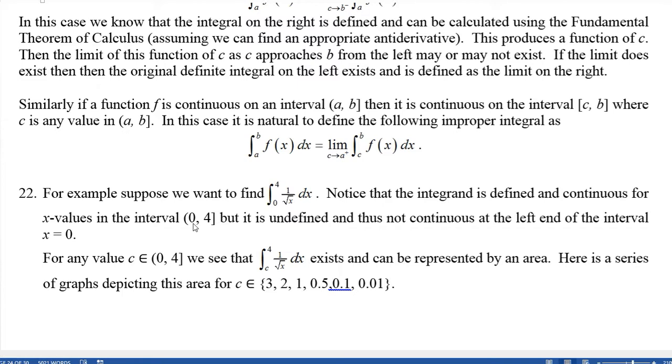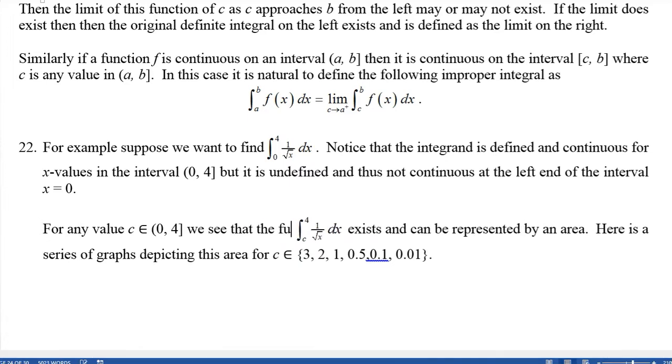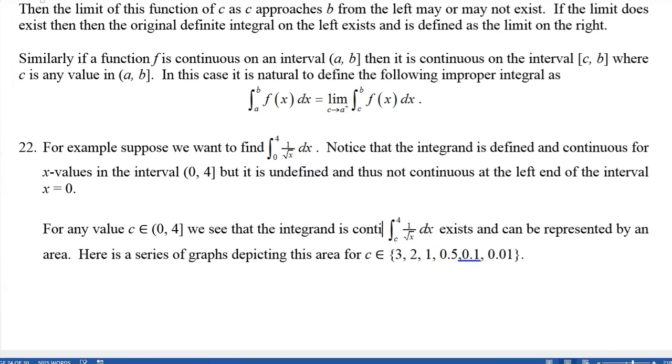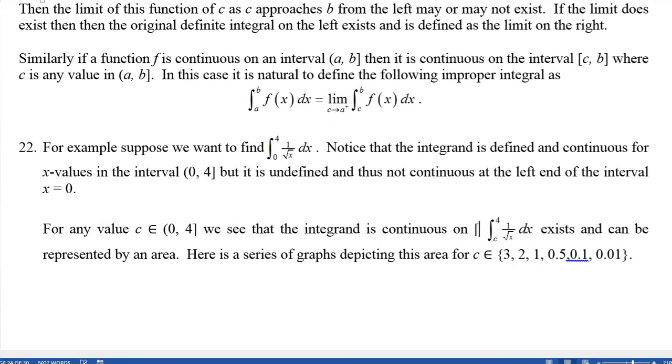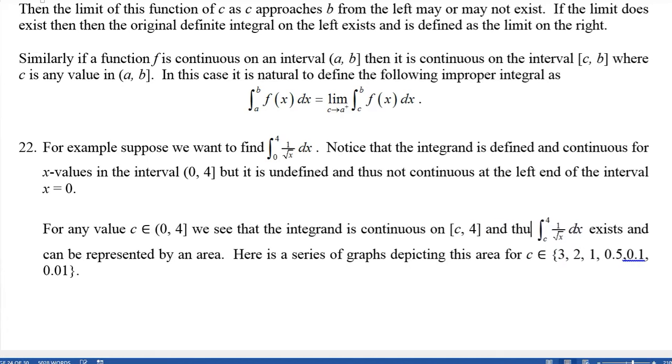it's not continuous at 0, and it is undefined there. It actually has a vertical asymptote there at x equals 0. Now, for any value c from 0 to 4, we see that this integral from c to 4 exists, and it can be represented as an area. The integrand is continuous on the closed interval from c to 4, and thus that integral exists and is represented by an area.